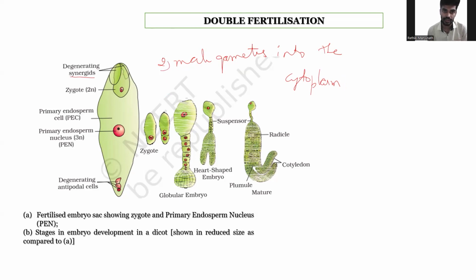Out of these two male gametes, one male gamete will move towards the egg cell, and it is going to fuse with the nucleus present in the egg cell. So this fusion of the male gamete and the egg cell nucleus completes in the syngamy.